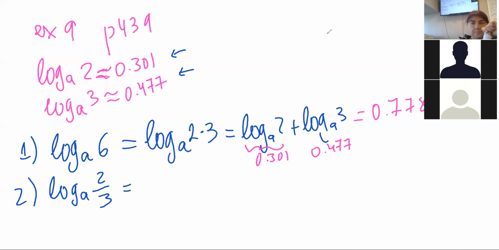Everybody got it? Yeah, I need to subtract them. Okay, is it negative 0.176? That's correct. Negative 0.176. I'm going to write it. Okay, try to do number 3 or C.